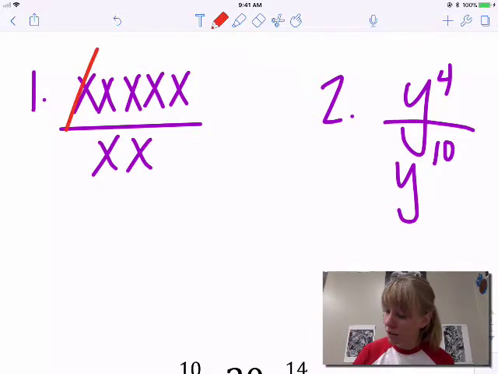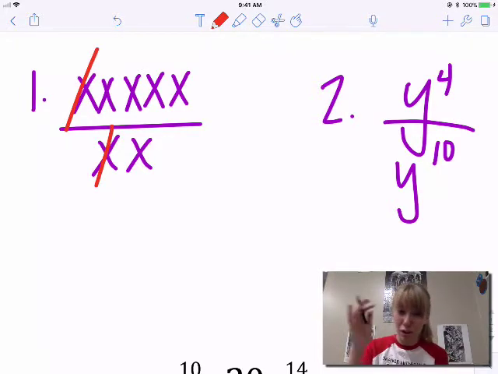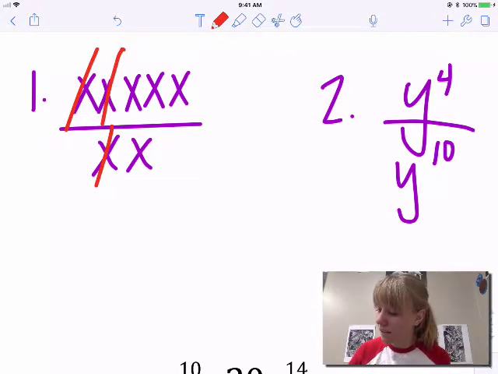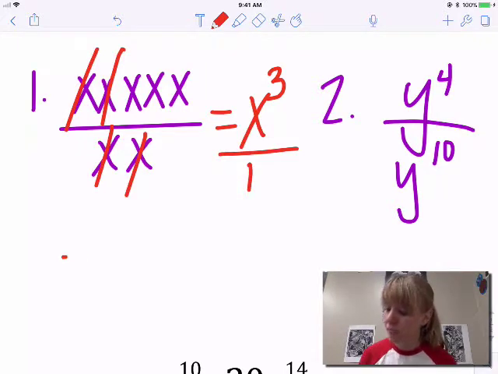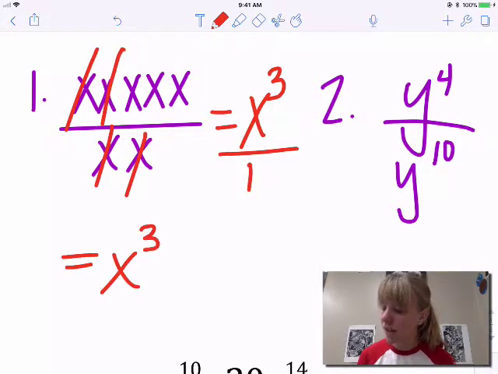So this x goes to battle with this x, because x divided by x is 1, they go away. This x and this x go to battle, they go away as well. So I have 3 of my x's in the numerator, and I have none in the denominator, or I can say that I just have a 1 in the denominator. So my final answer is x cubed.